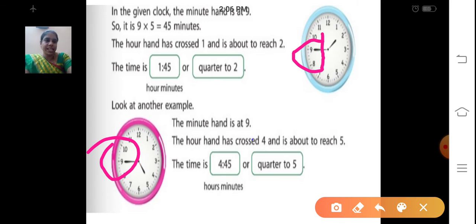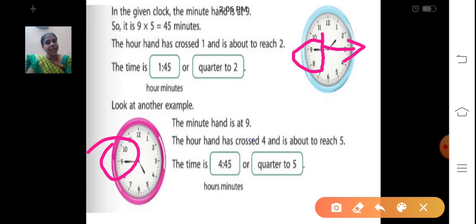If the longer hand is at 3, just imagine, then we call it quarter past, isn't it? This we have already read. If the minute hand is at 3, we call it quarter past. 15 minutes is past. Now if it is at 6, it is half past.